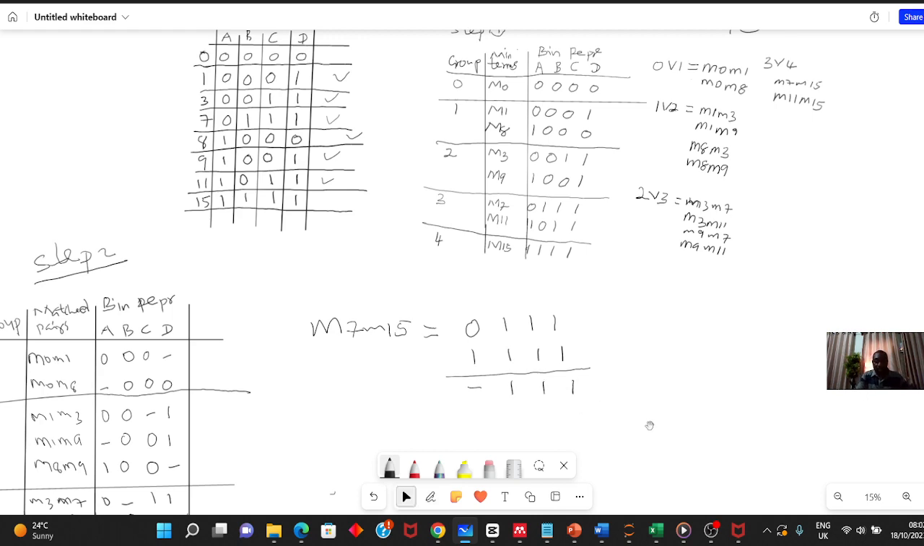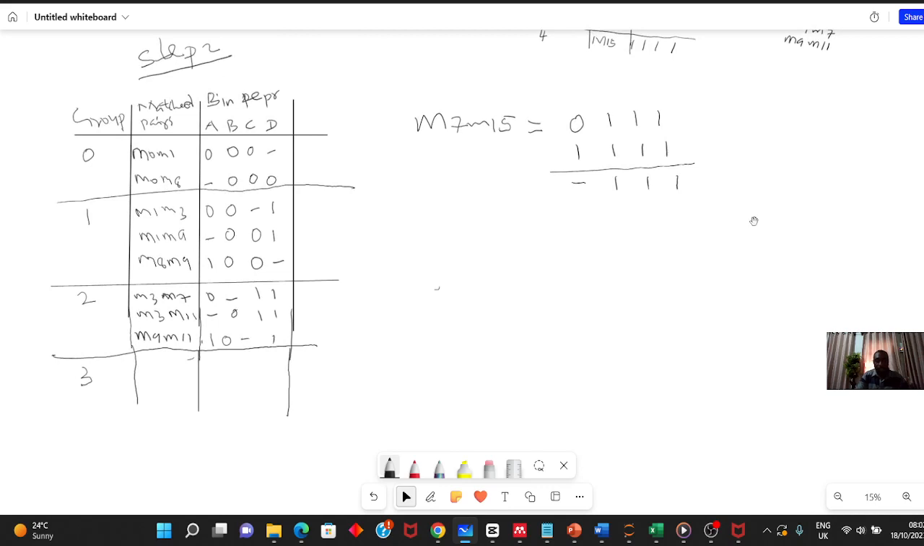So our first match pair for the group of 3 is M7, M15, and the match pair is dash, 1, 1, 1, right?